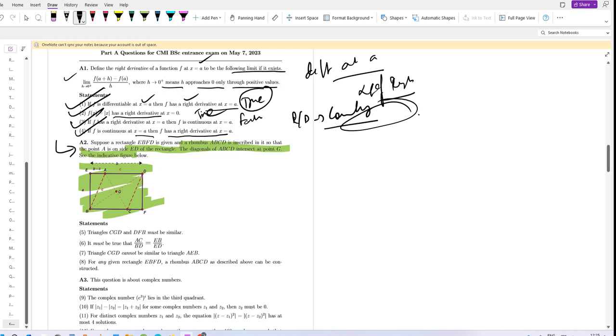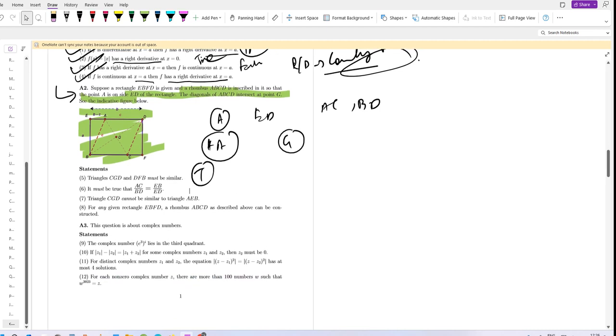since ABCD is a rhombus inscribed into this, with point A on the side of ED, the diagonals AC and BD intersect at G. This creates two triangles EGD and DFB, which are similar by the AA angle similarity criterion, as they share the angle G with an equal alternate interior angle between the parallel lines. So this is a true statement.